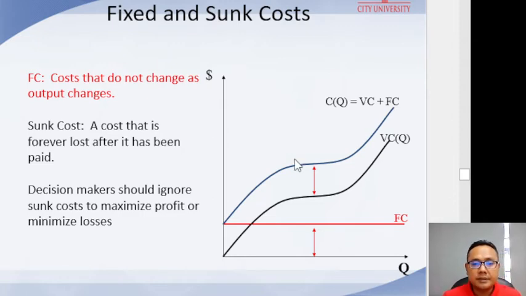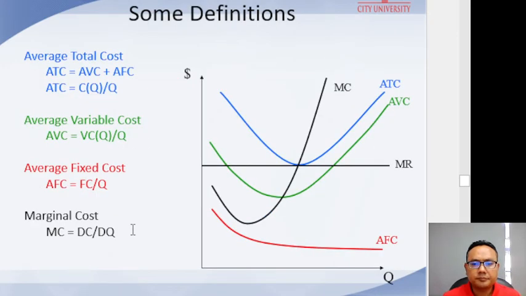Okay, so this is the concept that you can see from here: the sunk cost, a fixed cost, and the sunk cost. So this is some definition of average total cost, average variable cost, denoted as AVC, average fixed cost, denoted as AFC, and then marginal cost, MC.